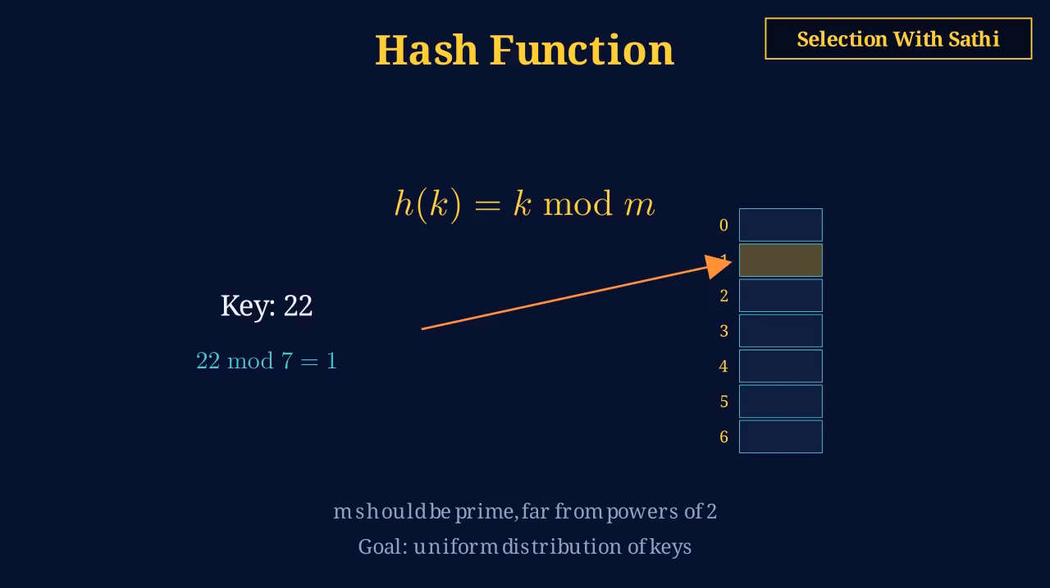The multiplication method is another approach, h(k) = floor(m * (k * a mod 1)), where a is a constant between 0 and 1.